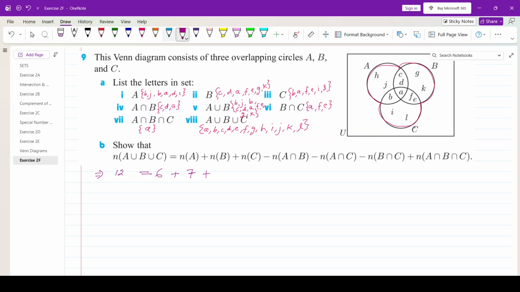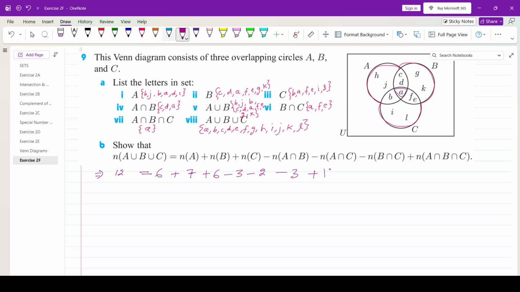Number of elements in C is going to be 1, 2, 3, 4, 5, 6. Number of elements in A intersection B, that is 1, 2, and 3. Number of elements in A intersection C, that is 1 and 2. Number of elements in B intersection C, that is going to be 1, 2, 3. Plus number of elements in A intersection B intersection C, that is this part.